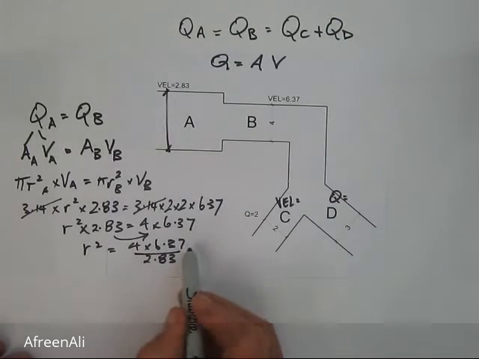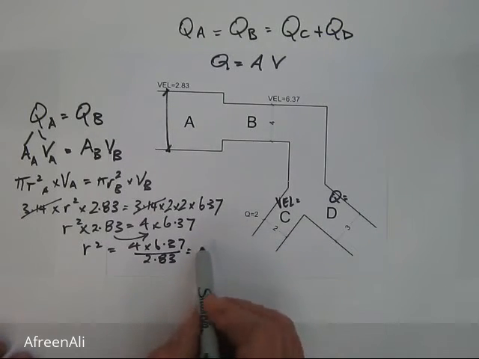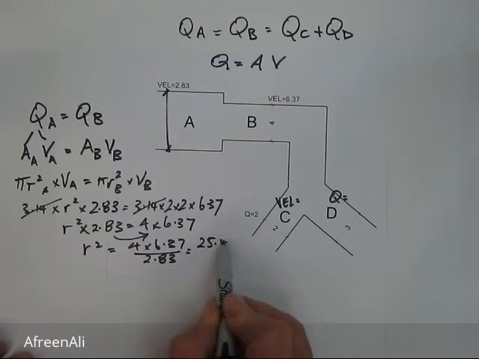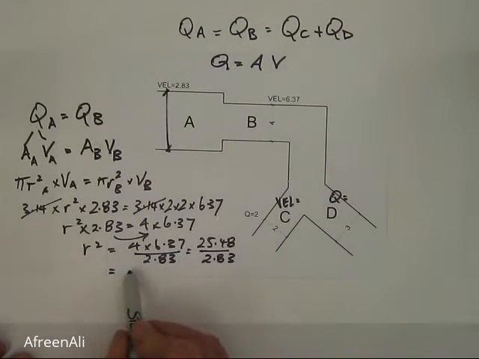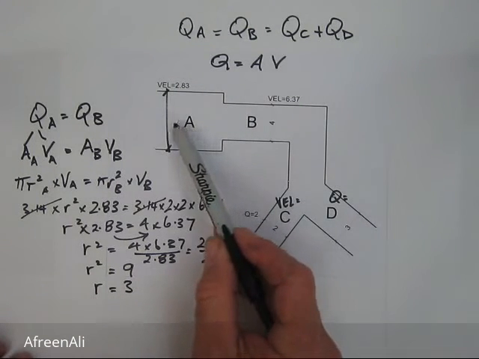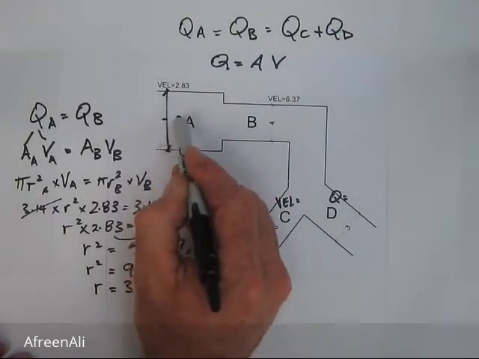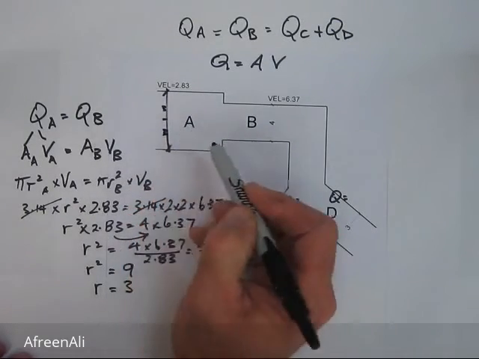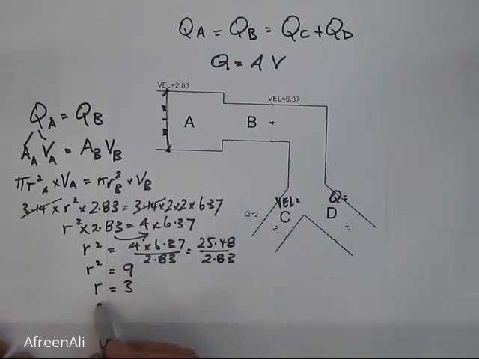2.83, and if I calculate that it becomes 25.48 divided by 2.83, which is equal to 9. So if r squared equals 9, then r equals 3. So what's r? R was the radius at A. Now if r is 3, then the diameter at A equals 6.